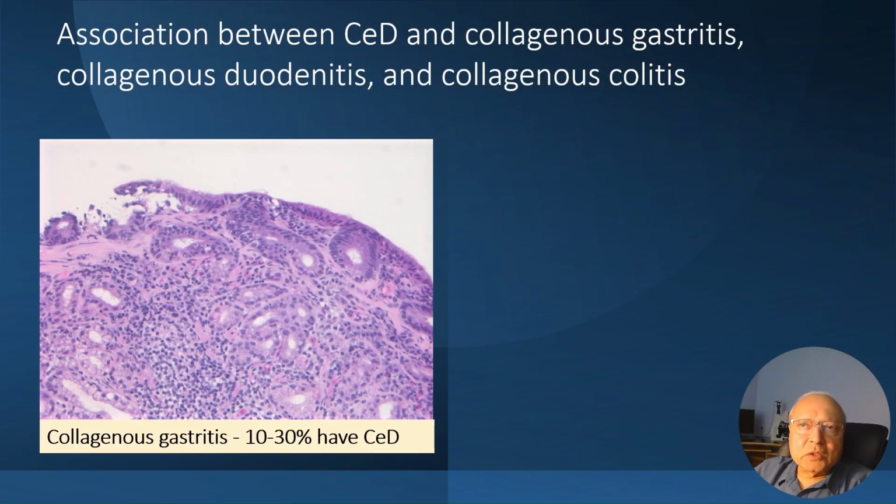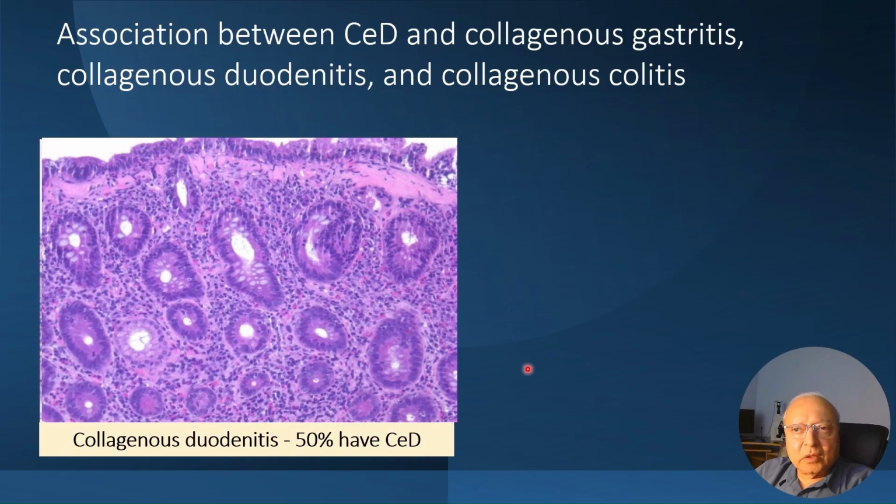So let's look at the association between celiac disease and collagenous diseases. So the first one is collagenous gastritis. This may be just an incidental finding or isolated gastritis where you have the chronic gastritis in the lamina propria with increased chronic inflammatory cells, but impressively thickened collagen band under the surface. And about 10 to 30% of such patients may have concurrent lymphocytic duodenitis and celiac serology, so they may have celiac disease, and it's worth investigating patients for that.